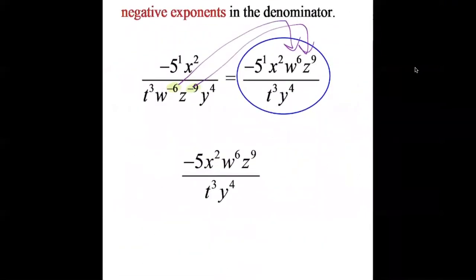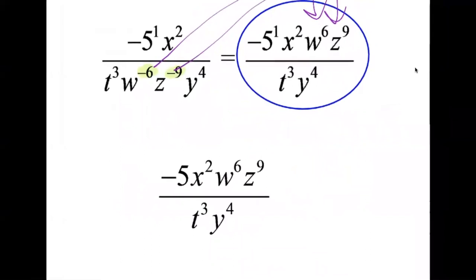All right, and you can see here how we ended up with our answer, -5 x squared w to the 6th z to the 9th t cubed over y to the 4th. I cannot combine these together, and the reason is that none of their bases match. They all have a different base. One's an x, one's a w, a z, a t, and a y. Okay?